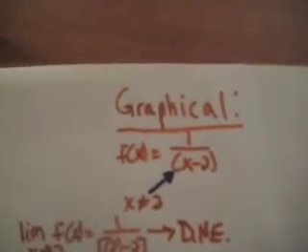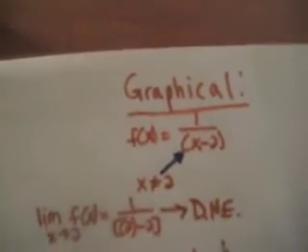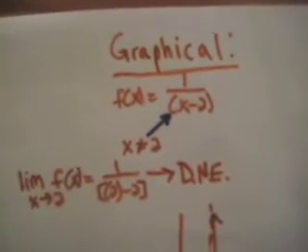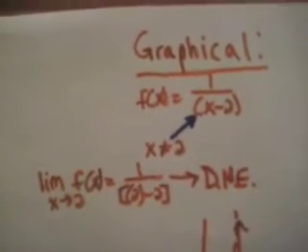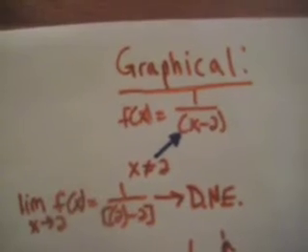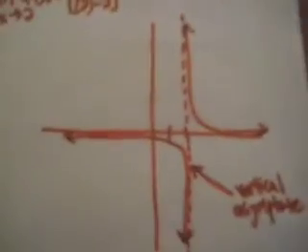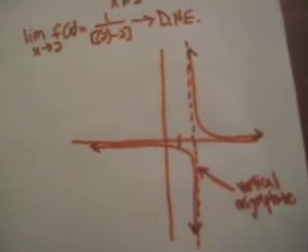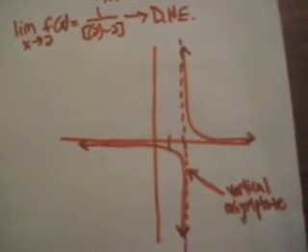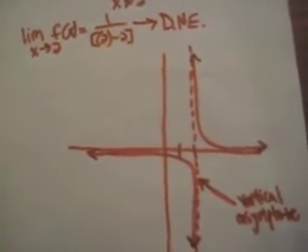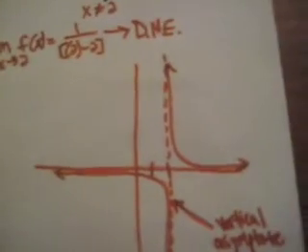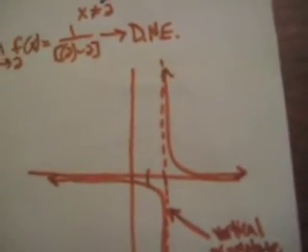The graphical approach. We have the function f of x equals 1 over x minus 2. If we plug in 2 for the denominator, we get 0, so it does not exist. You can tell from the graph there's a vertical asymptote because the left-hand limit at x equals 2 is negative infinity, and the right-hand limit at x equals 2 is infinity.